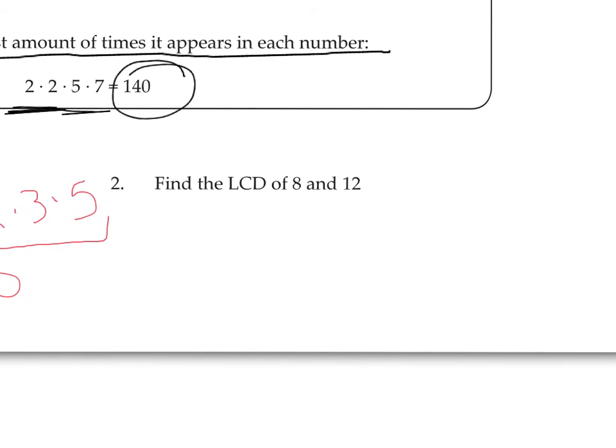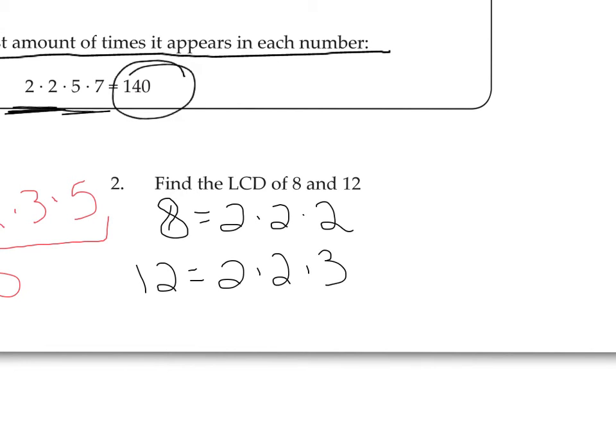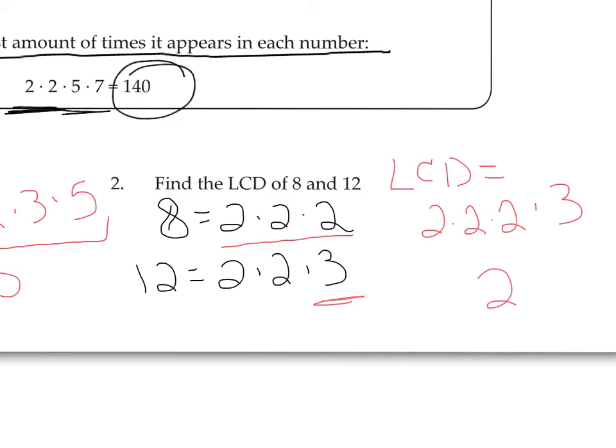So let's do it again. The least common denominator. Okay. The prime factors of 8: 2 times 2 times 2. The prime factors of 12: 2 times 2 times 3. So the least common denominator, we'll take the biggest group of 2's, and the only other factor we see is this 3. You multiply all those together, you get 24.